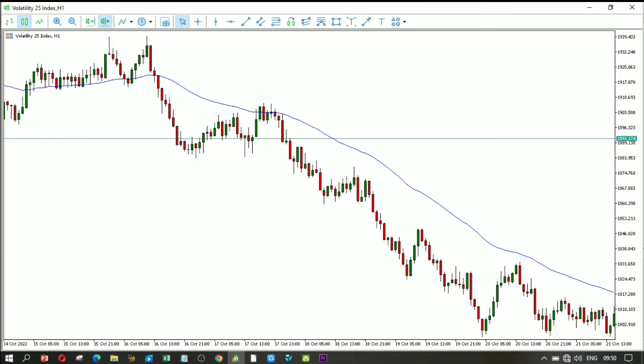The 50 EMA is the 50 period moving average, and the moving average is a simple technical analysis tool which smooths out price data by creating constantly updated average prices. The market is always moving up and down, up and down, up and down, but the moving average just gives you the average direction of the price at that given time.